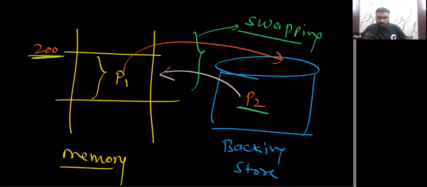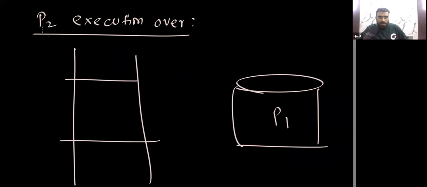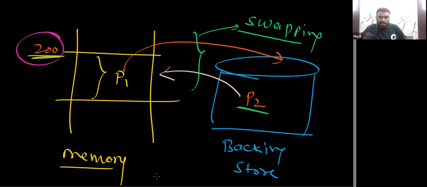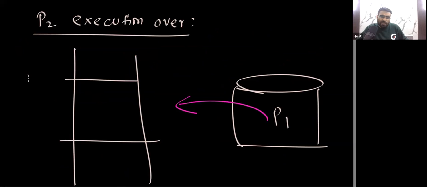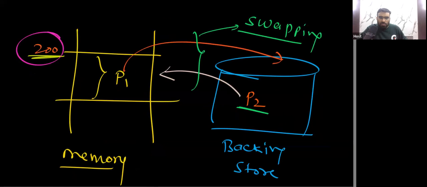So this is what I'm telling you. You are running a program P1. If you want to run program P2, and let's assume there is no space in the main memory, then you will suspend this P1, put it in the backing store, and load P2 in the main memory. After some time, P2 execution is over. Now again you will fetch P1. Is it necessary that you fetch it at the same address? No, this is not necessary. Maybe at some other address, maybe at 920, you can fetch. Now your P1 is here. So this is called relocation.